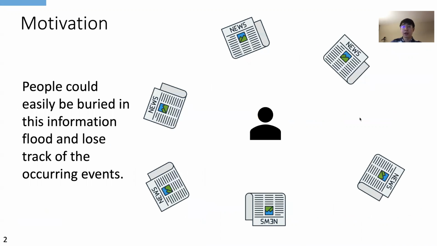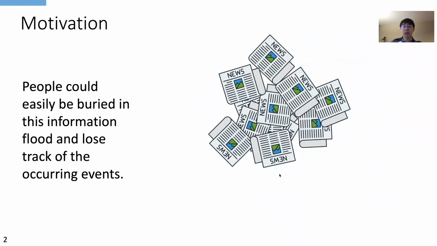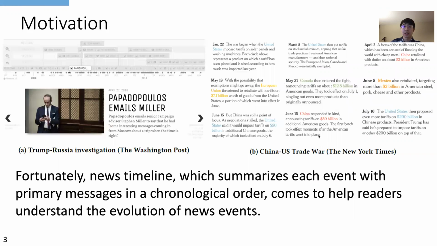Nowadays, the internet has become a primary source of news and information for many people, but probably because it's too good at delivering information, people could easily be buried in the information flood and lose track of the occurring events. Fortunately, news timeline, which summarizes each event with primary messages in chronological order, comes to help readers understand the evolution of news events. And here, we give two examples of how real news timelines look like.